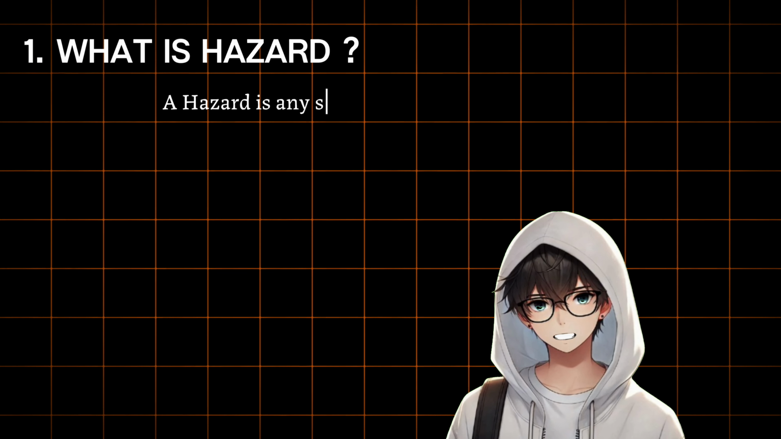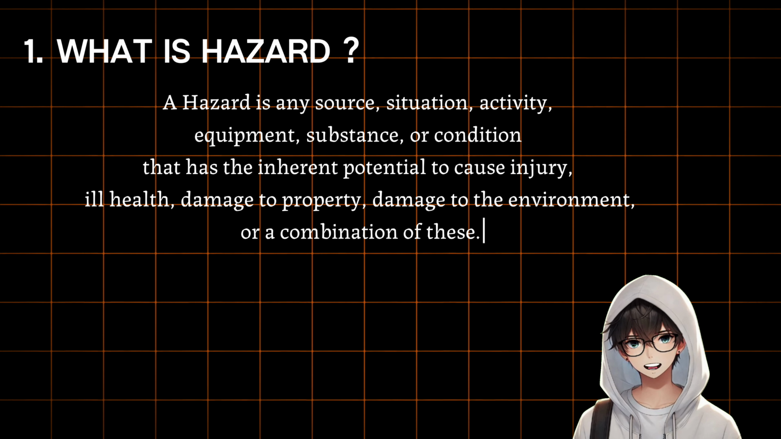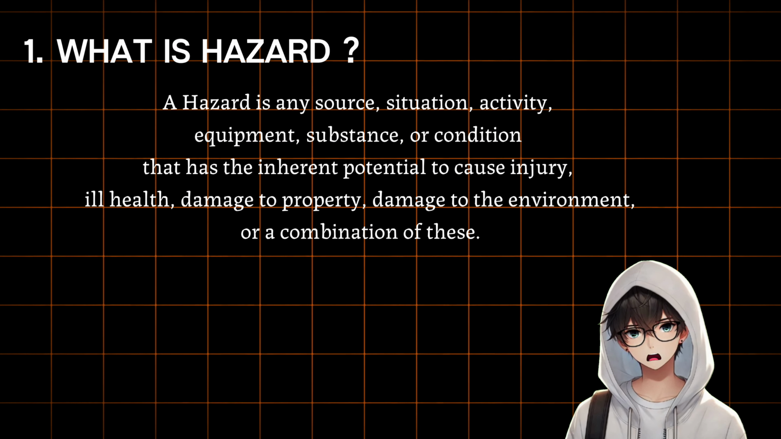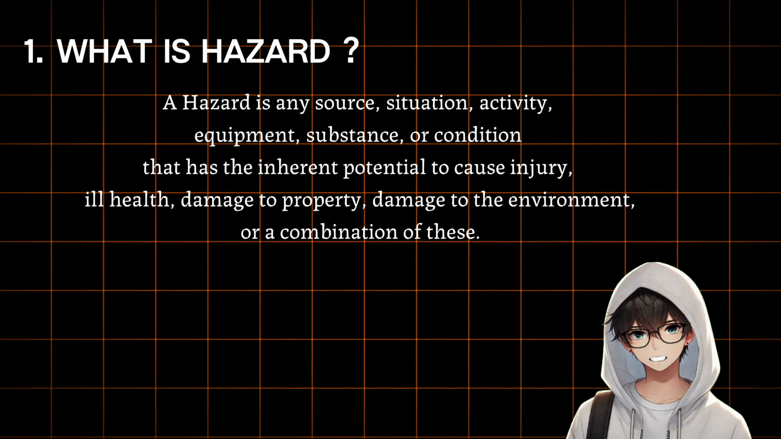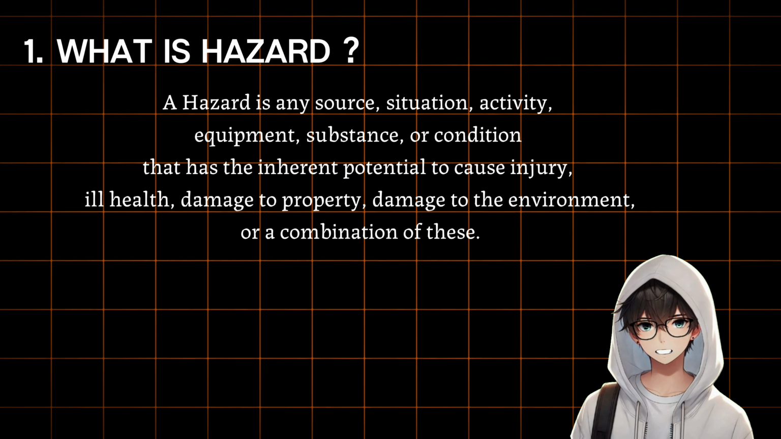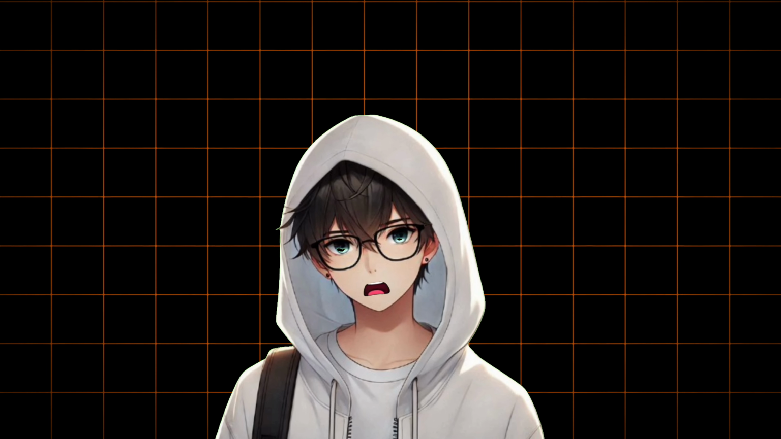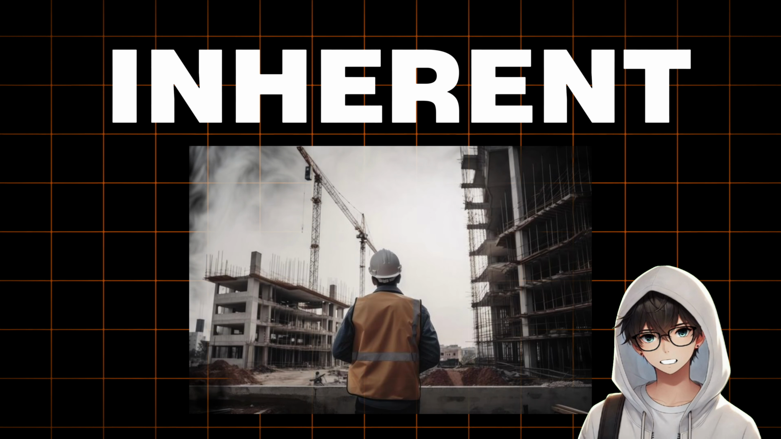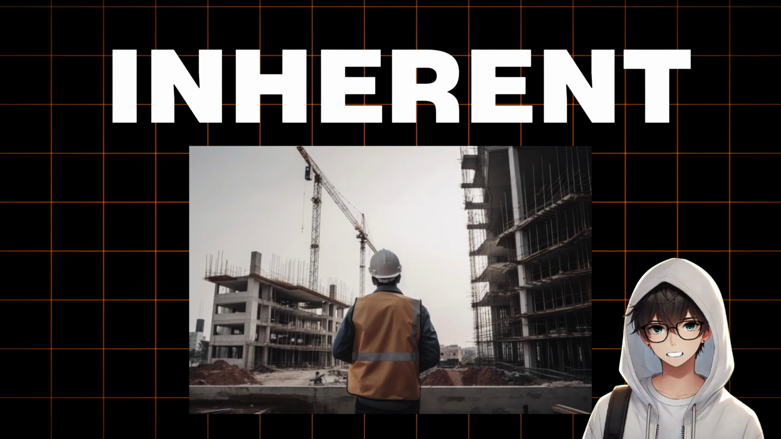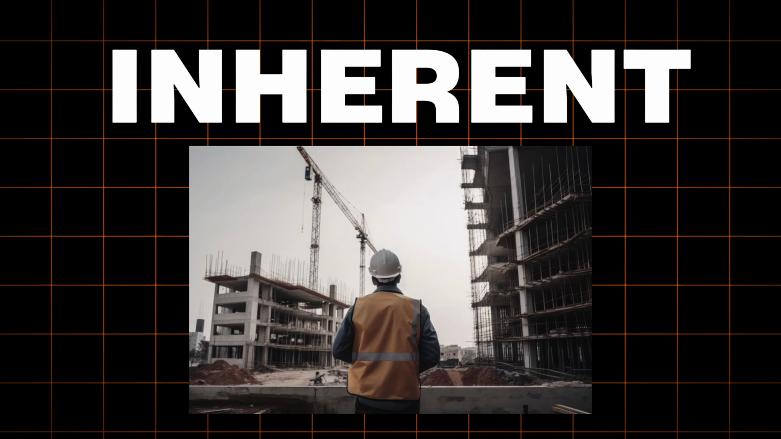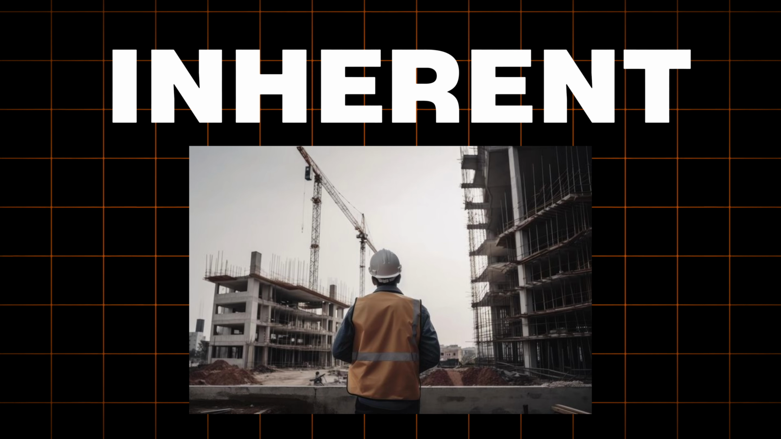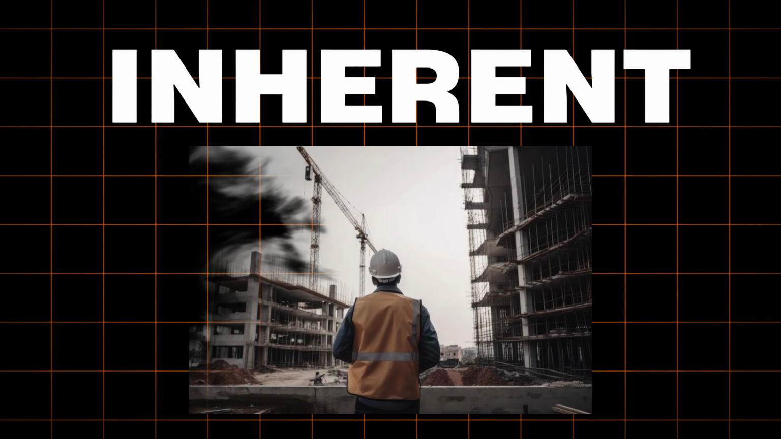You can say a hazard is any source, situation, activity, equipment, substance, or condition that has the inherent potential to cause injury, ill health, damage to property, damage to the environment, or a combination of these. Notice one important word, inherent, meaning the dangerous property already exists. Whether someone gets injured or not, whether someone is exposed or not, whether work has started or not, the hazard already exists.